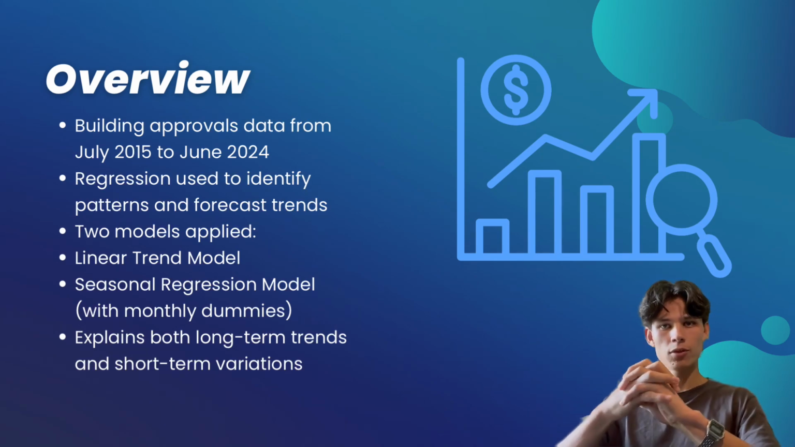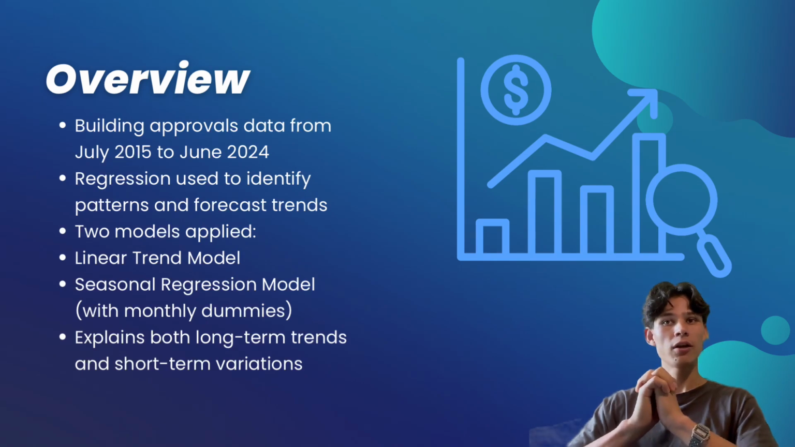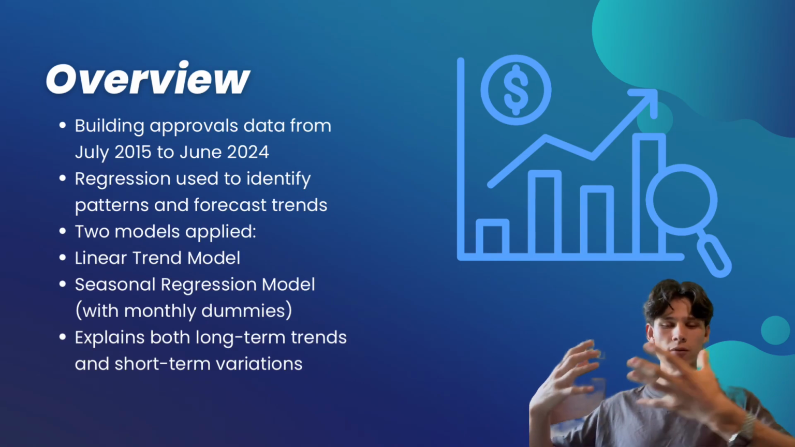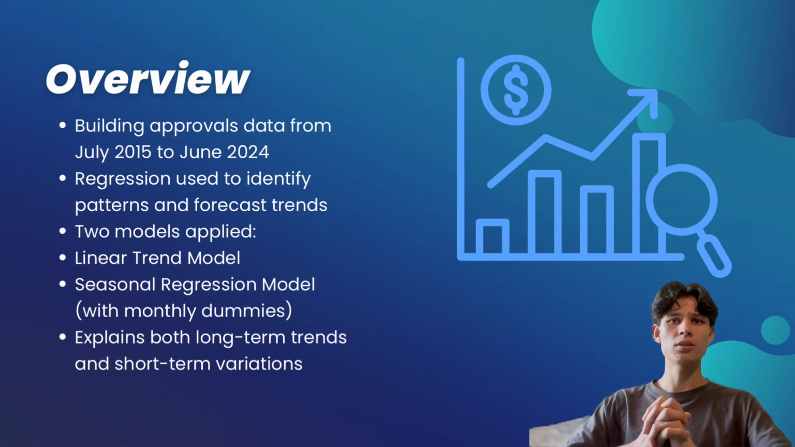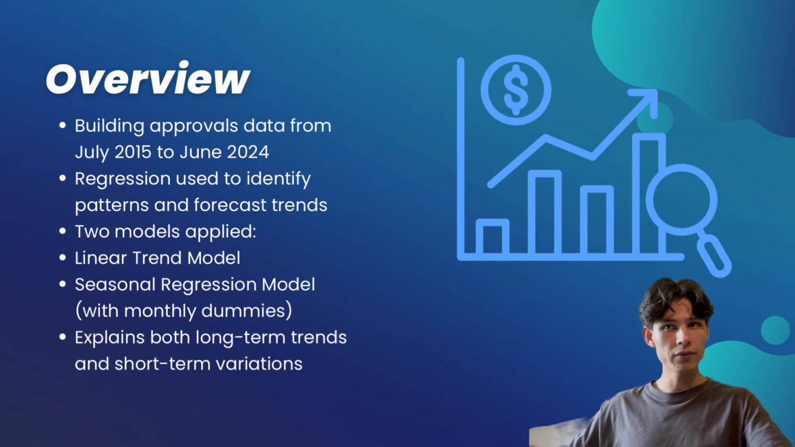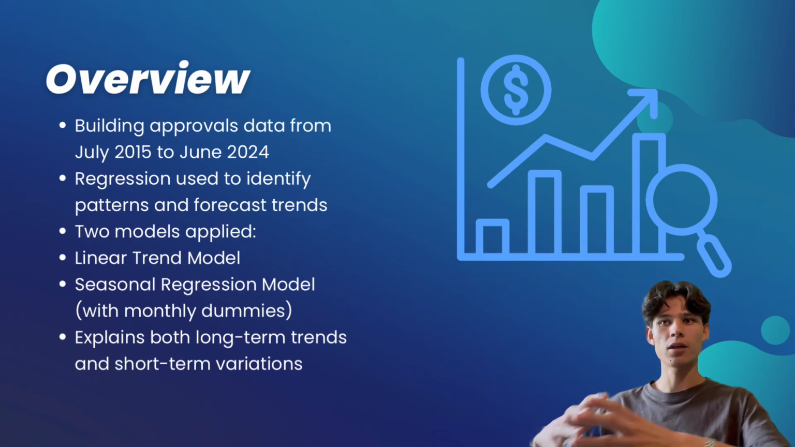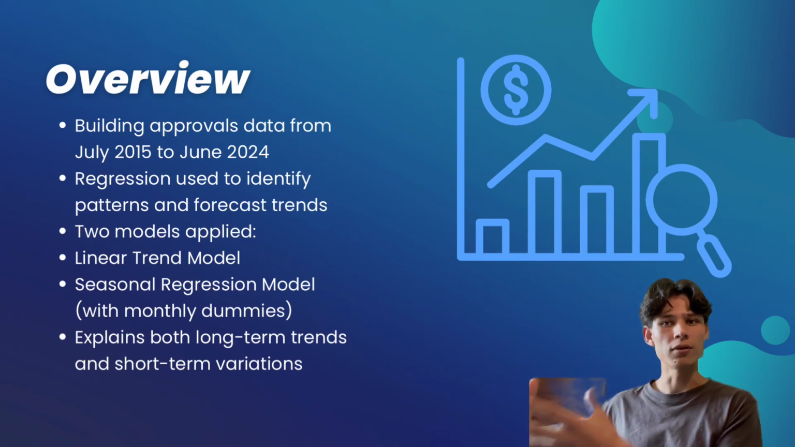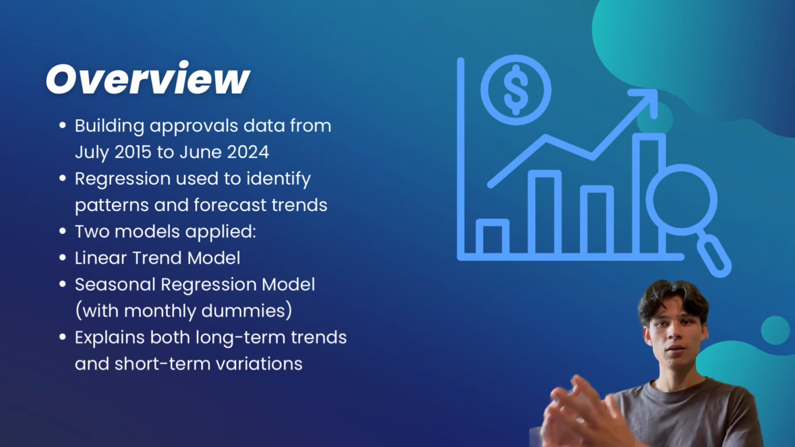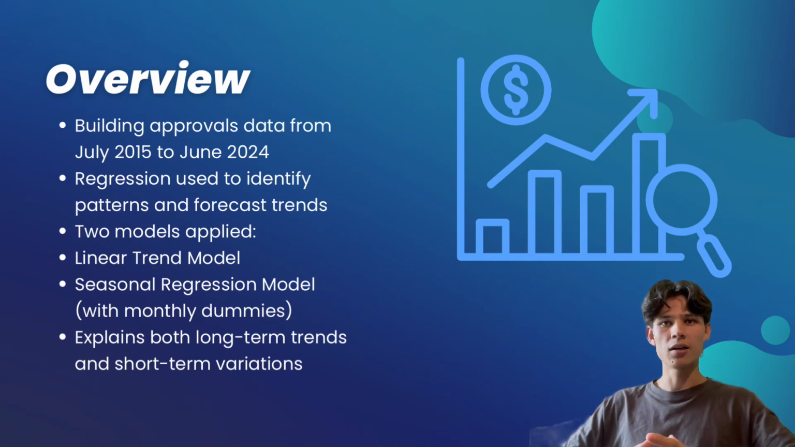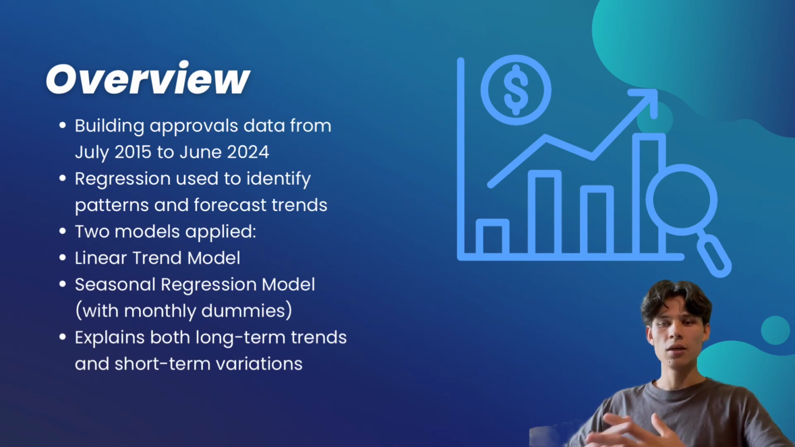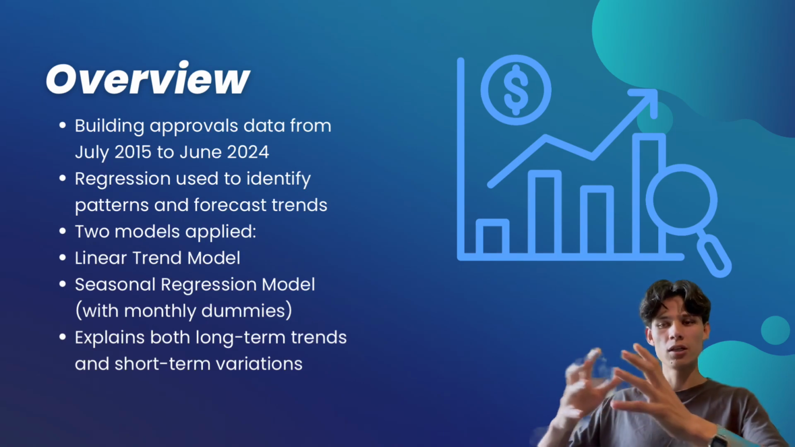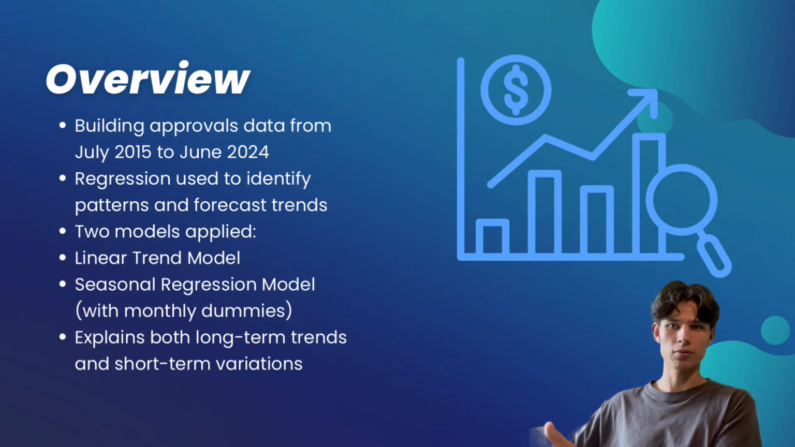I developed two models: a linear trend model to measure the overall direction of change, and the second model, which is a seasonal regression model with monthly dummy variables to capture recurring seasonal effects. These two models together help us to explain long-term trends and short-term variations in building approvals.